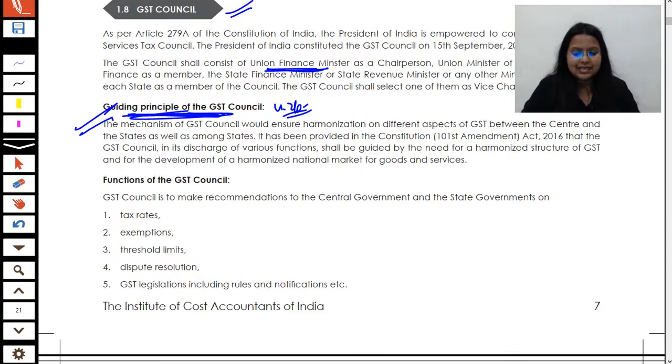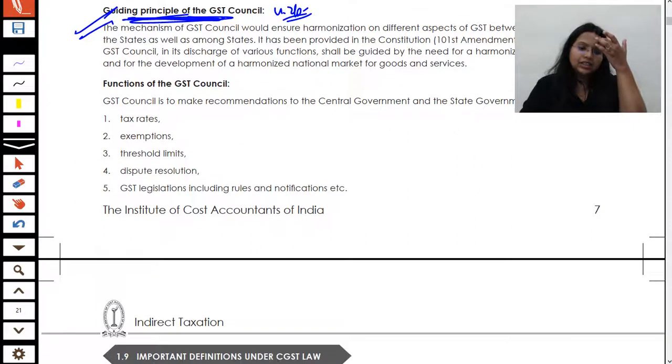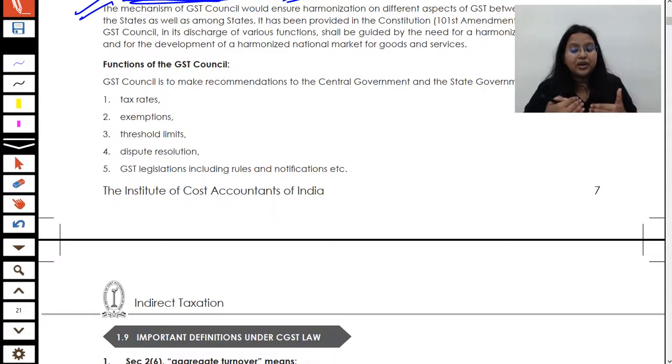Now, next is: what are the functions of the GST Council? They are required to make recommendations to the central government and the state governments for taking decisions regarding tax rates, exemptions, threshold limits, various notifications, various rules, dispute resolution and all.